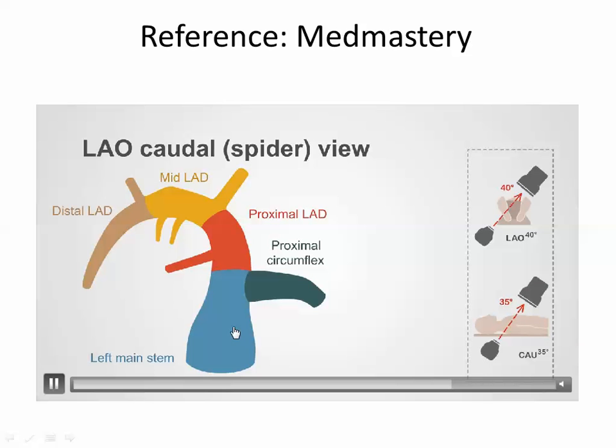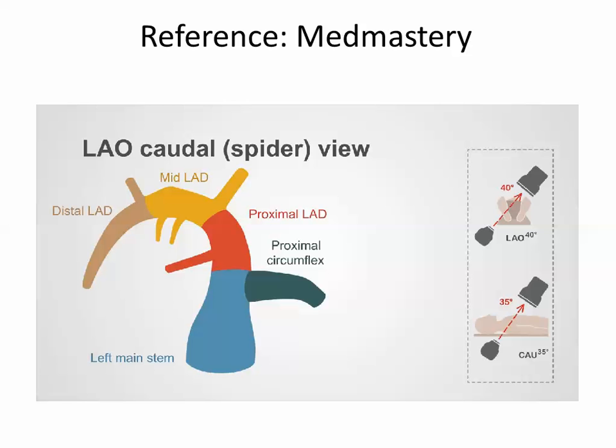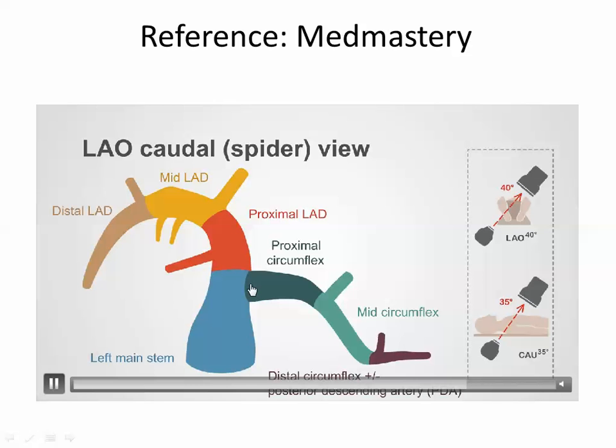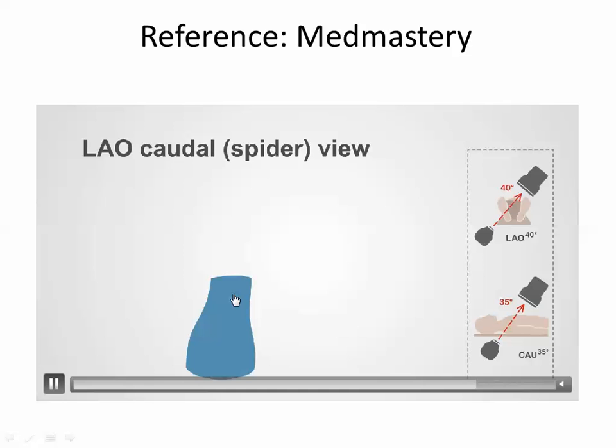This is the RAO caudal, as we say a lot, for if you have difficult cannulation to pass the wire through the LCX and/or the LAD. It's a very wide angle, and you can differentiate between both and cannulate the LAD and the LCX.